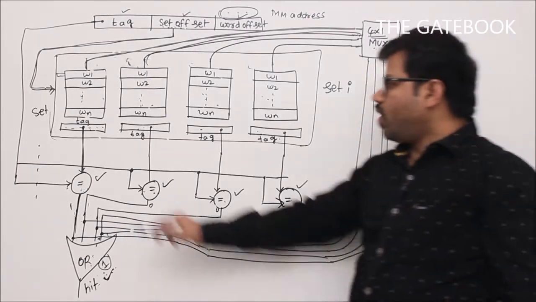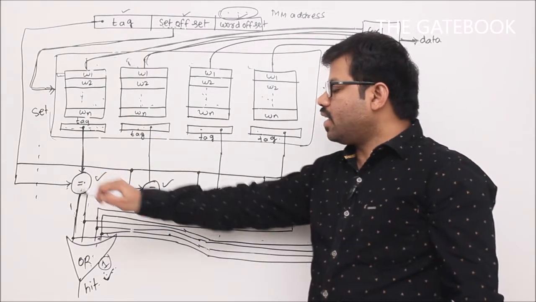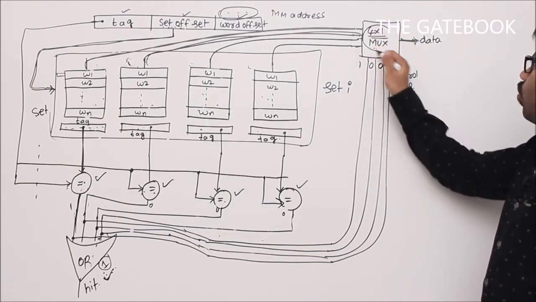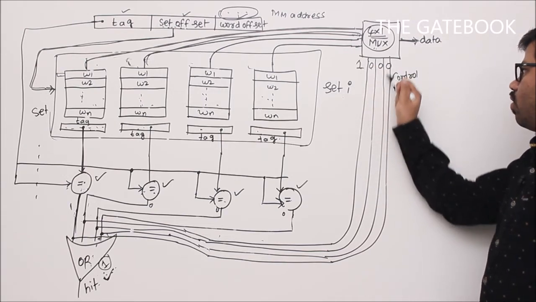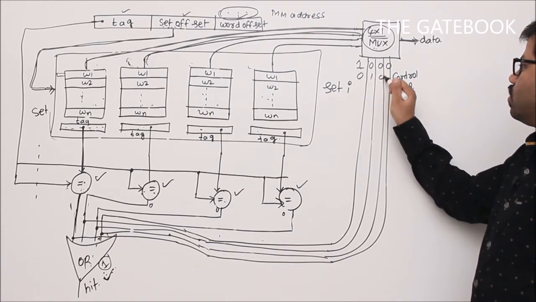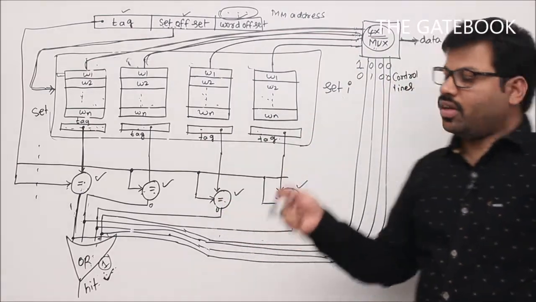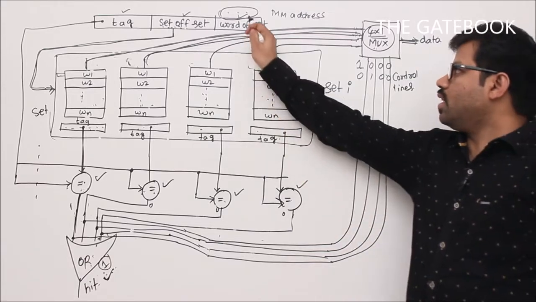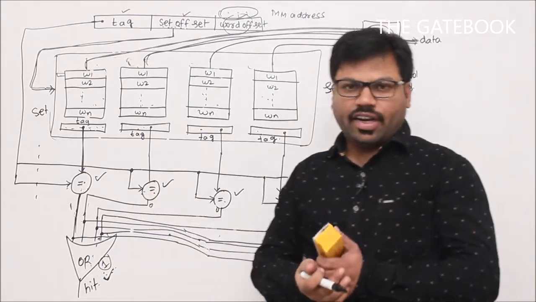For example, let's say the first block is the right block, our data block. Then this comparator's result will become 1, so the control lines become 1 0 0 0. We should design this 4x1 multiplexer in such a way that whenever the control lines are 1 0 0 0, the first block is enabled. If it is 0 1 0 0, then the second block is enabled. In that way the right block is enabled and comes out. Once we get the right block, then using the word offset we find the right word, and using the byte offset we can find the right byte if we want.